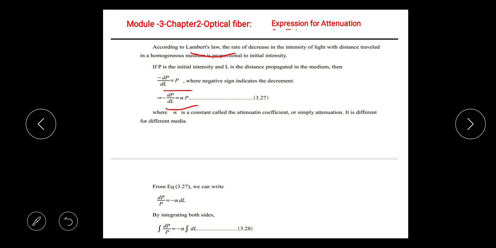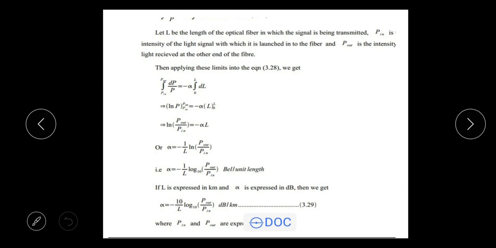Rearranging equation 3.27, we get dP by P is equal to minus alpha dL. By integrating both sides, we get integral of dP by P is equal to minus alpha integral of dL. If P in is input power and P out is output power, these two are limits taken for power and L is length of the optical fiber. Then by applying these limits, we get integral of dP by P is equal to minus alpha integral of dL.